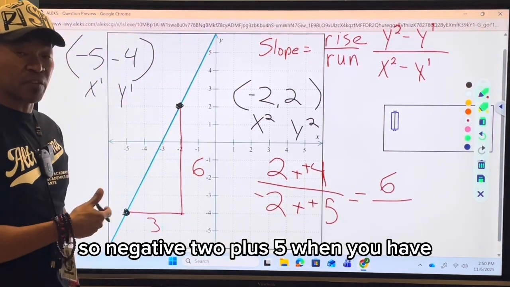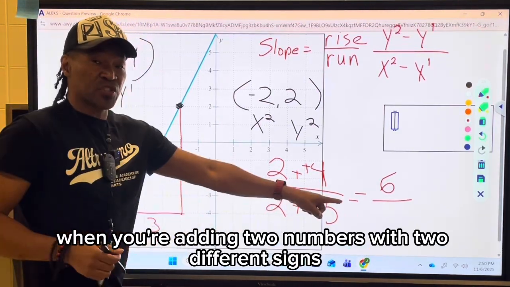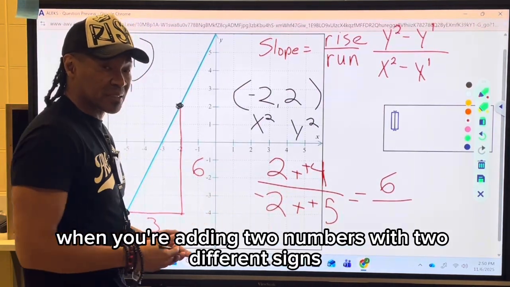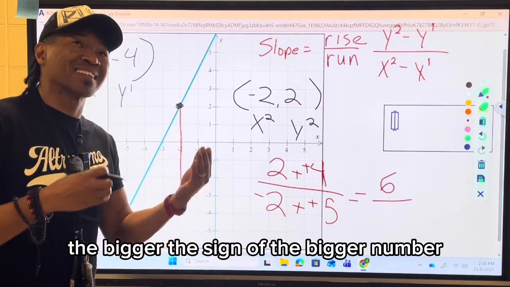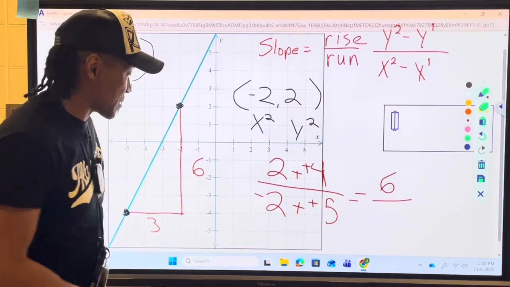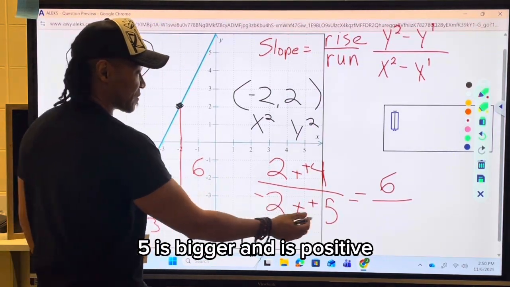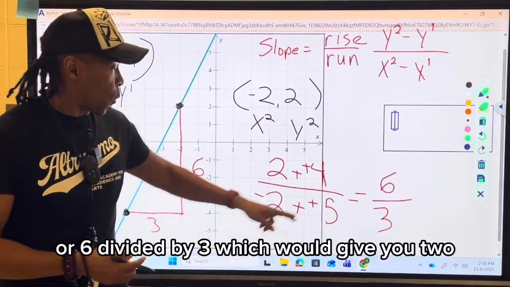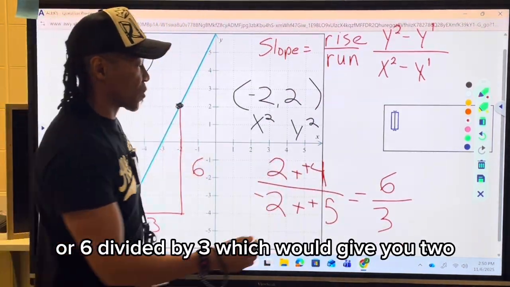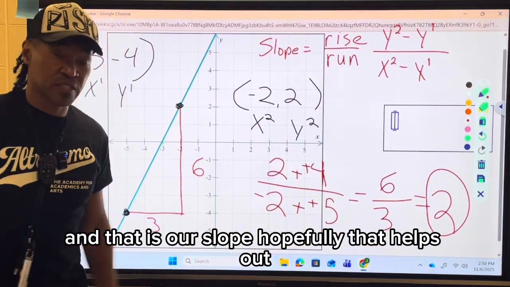So -2 plus 5. When you're adding two numbers with two different signs, you subtract, and the sign of the bigger number wins. So we do 5 minus 2, which is 3. 5 is bigger and it's positive, so we keep that positive. So now we have 6 over 3, or 6 divided by 3, which would give you 2. And that is our slope.